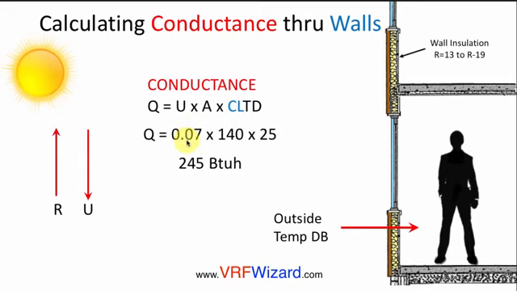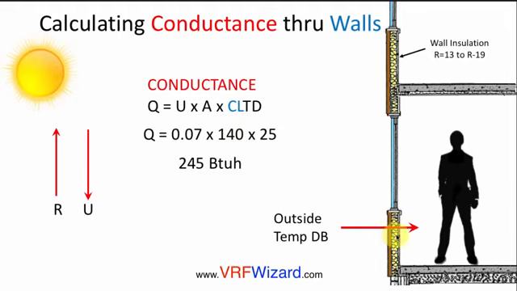So in this case, our U factor is 0.07 and our area is 140. Remember, we had 200 square feet of exterior wall. We're just taking this wall here times the length, and we're minusing out the window area, which was 60 square feet. So we have 200 square feet of wall minus 60 square feet of window, which gives us 140 square feet of just wall, this type of wall.